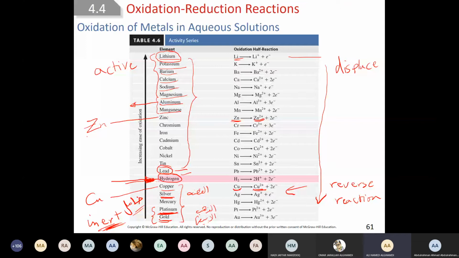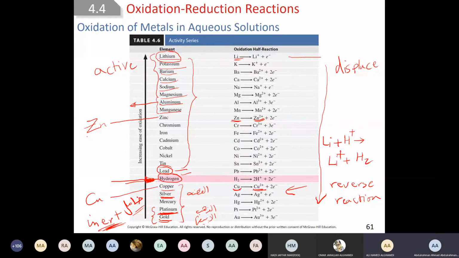So I displace it. I replace the element. How can I recognize the reaction? If I give you this reaction, is this oxidation reduction? Yes. Lithium went to lithium plus, and H plus went to H2. Okay. Is this reaction going to take place or not?